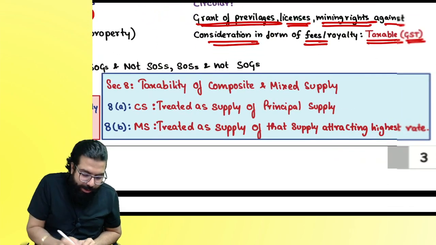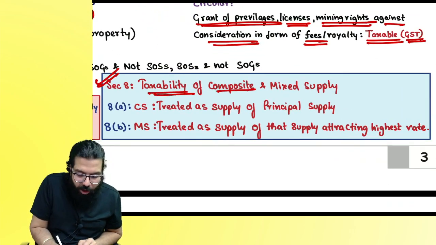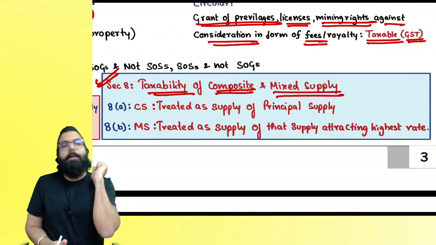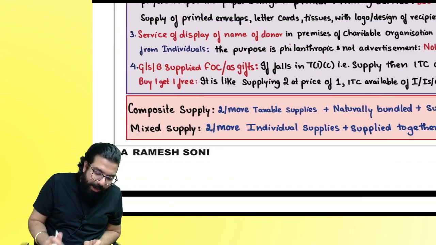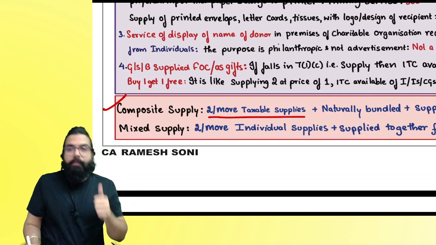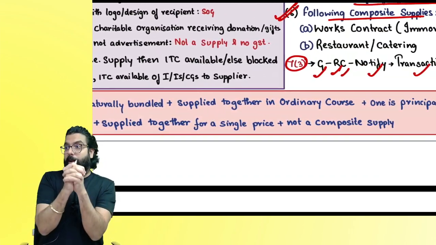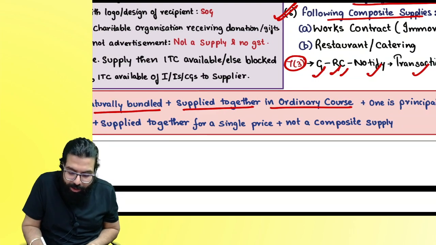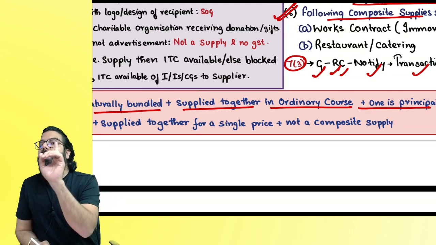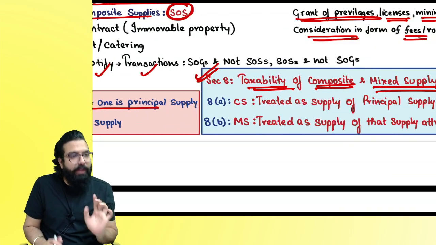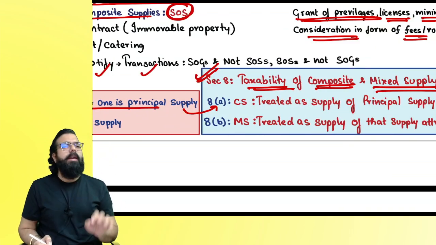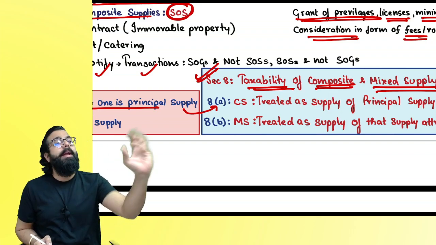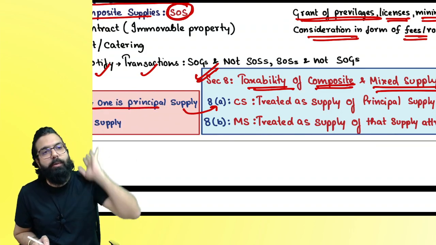Now, section 8 talks about the taxability of composite supply and mixed supply. How will composite supply and mixed supply be treated? Now, the definition of composite supply is two or more taxable supplies naturally bundled, supplied together in the ordinary course, and one supply is a principal supply. If it is a composite supply as per the definition, then section 8 says to treat it as a supply of the principal supply, meaning the principal supply's rate will apply.